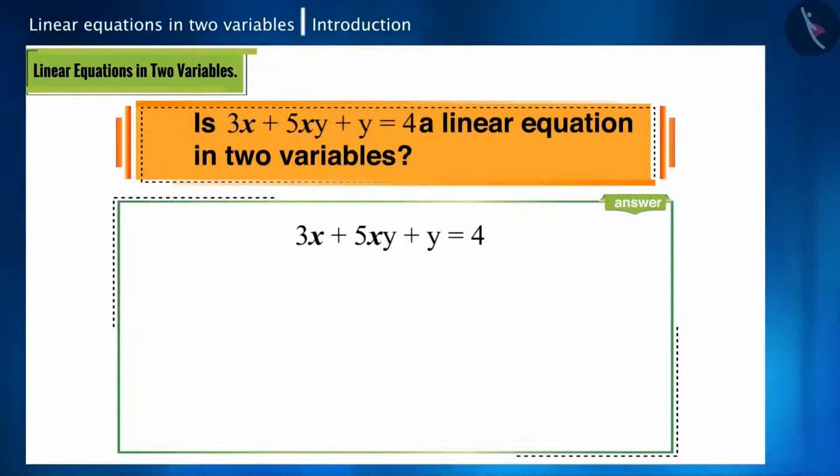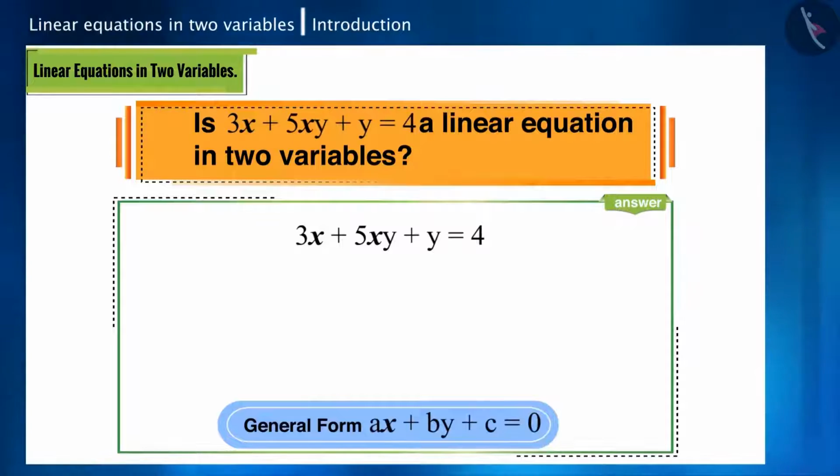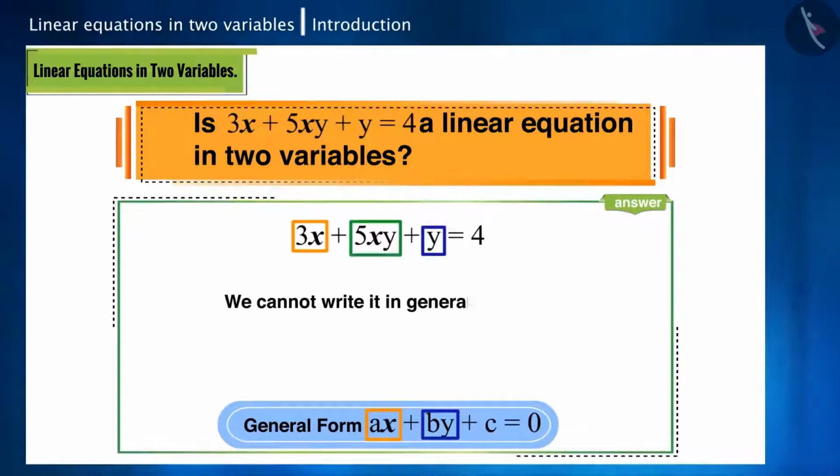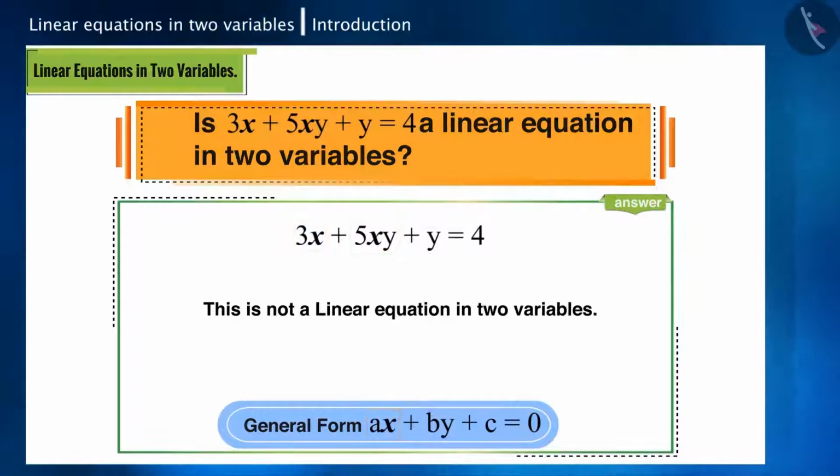There are 2 variables x and y in our equation and the maximum power of both is also 1. But if we compare it with the general form of a linear equation in 2 variables, it has a term in x and a term in y. But there is also an xy term in the given equation, because of which we cannot write it in its general form. That is, it is not a linear equation in 2 variables.